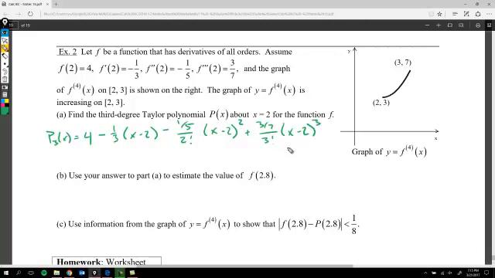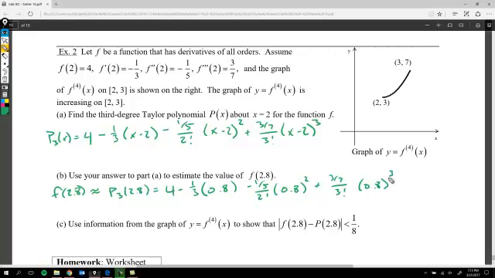Now they want me to use this to estimate f of 2.8. So I'm going to plug 2.8 in here. f of 2.8 is going to be approximately p sub 3 of 2.8. 2.8 minus 2 is 0.8, so I end up with 0.8 in for all of these. You plug that into your calculator, and you get 3.7059.